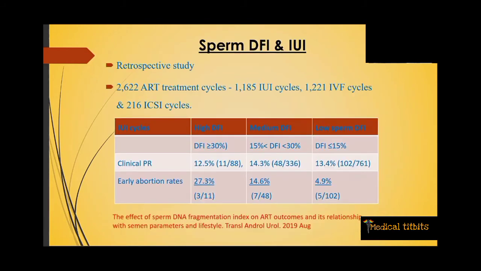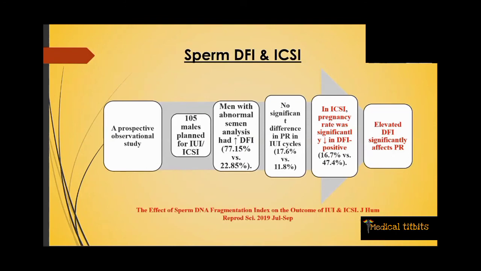Now, what is the association between sperm DNA fragmentation index and IUI? As we can see, even though the clinical pregnancy rates are not that much decreased in the presence of DFI more than 30, the early abortion rates are significantly higher in those populations with DFI more than 30%, and it comes down with low sperm DNA fragmentation index. Now, what is the association with ICSI? In ICSI, pregnancy rate was significantly decreased in those with a high DNA fragmentation index, as shown in that Human Reproduction study which came out last year.